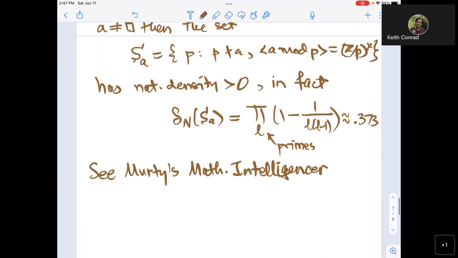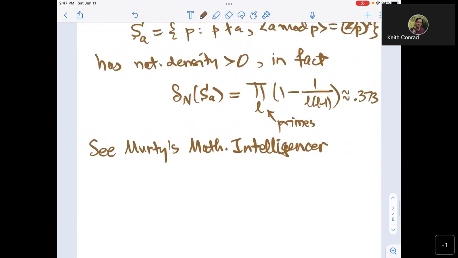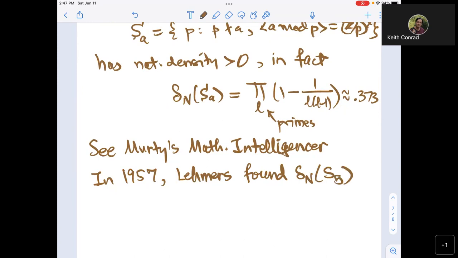And well, it turned out, so this was Artin's guess in 1927. In 1957, 30 years later, Derek and Emma Lehmer found that the natural density when A is 5, just numerically, not proof, seemed to be around 0.39393. You may think, well, come on, you just wait long enough. But it seemed to be systematically like 5% too big. And once Artin heard that, he's like, oh, I made a mistake.